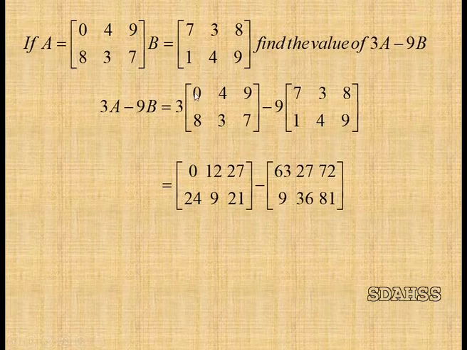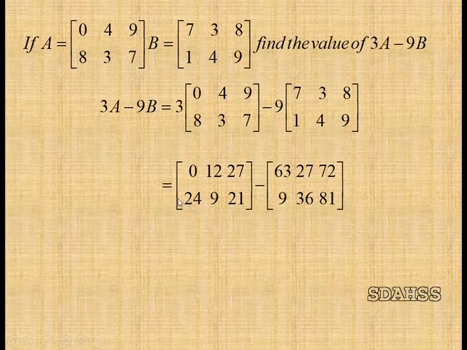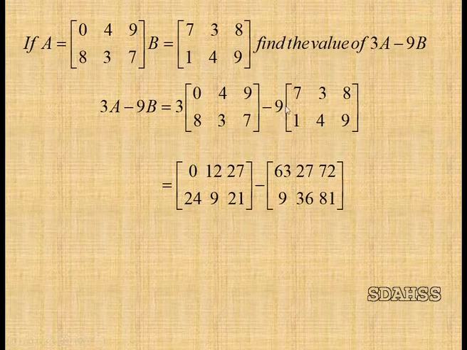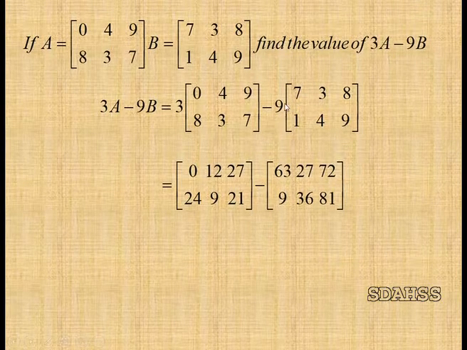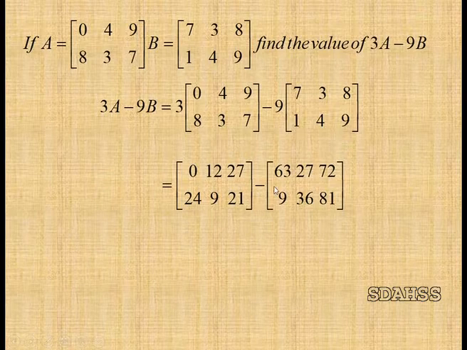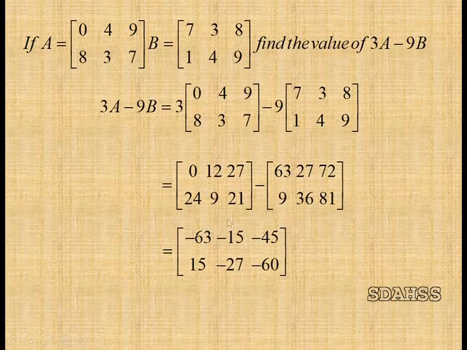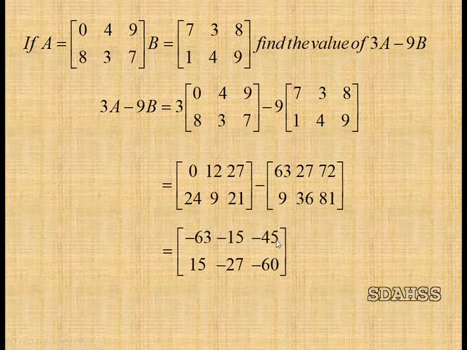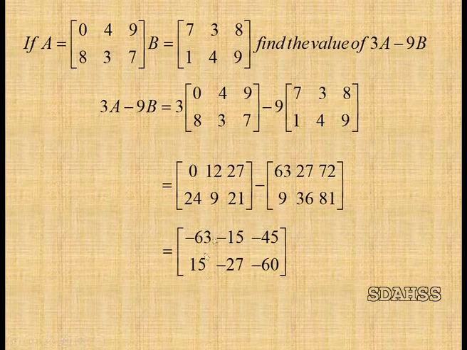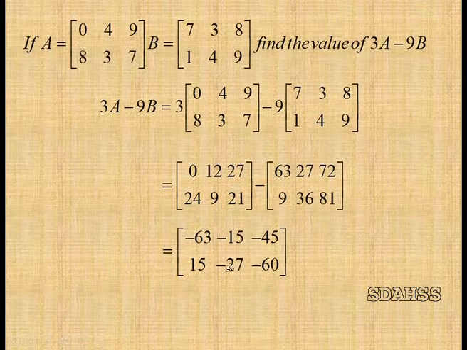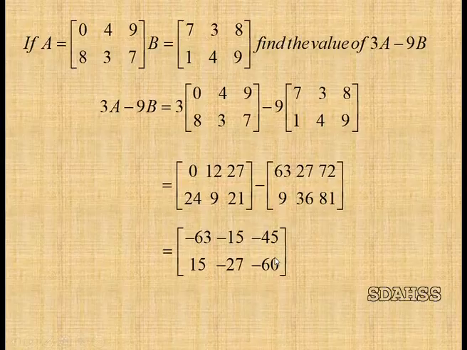Multiply by 3. It becomes 0 into 3 is 0, 3 4s are 12, 3 9s are 27, 3 8s are 24, 3 3s are 9, 3 into 7 is 21. Minus, here also you have to multiply by 9: 9 7s are 63, 9 3s are 27, 9 8s are 72, 9 into 1 is 9, 9 4s are 36, 9 9s are 81. Which is equal to 0 - 63 = -63, 12 - 27 = -15, 27 - 72 = -45, 24 - 9 = 15, 9 - 36 = -27, 21 - 81 = -60.